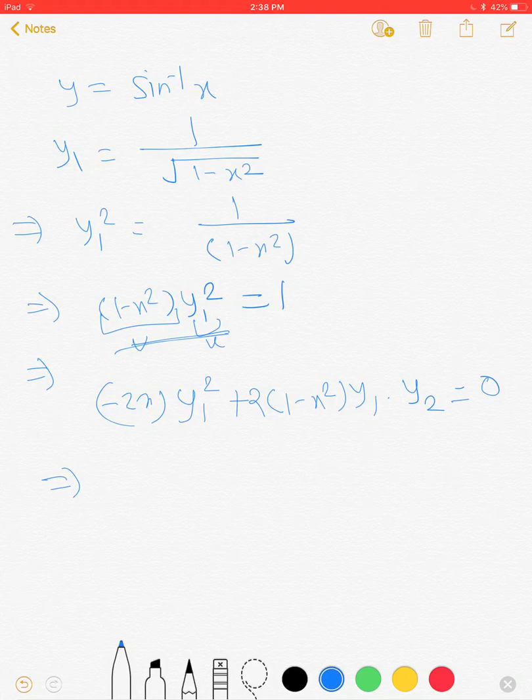So we can cancel 2, and we can write this as (1 minus x square). We can cancel one y1 also, so we can write this as (1 minus x square) into y2 minus x y1 is equal to 0. So this is our final answer.